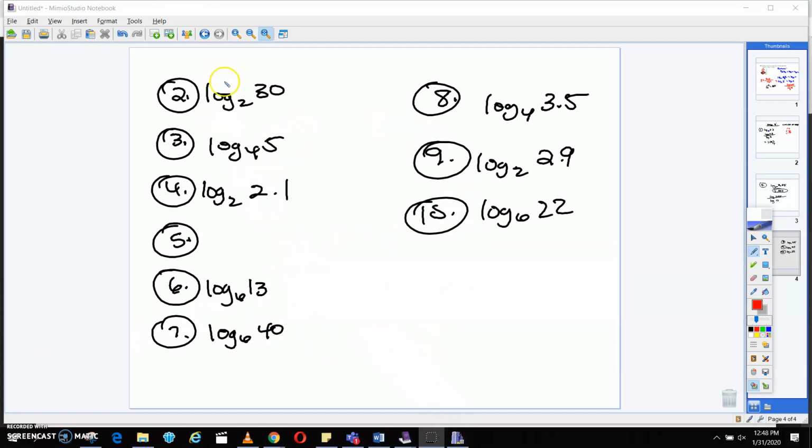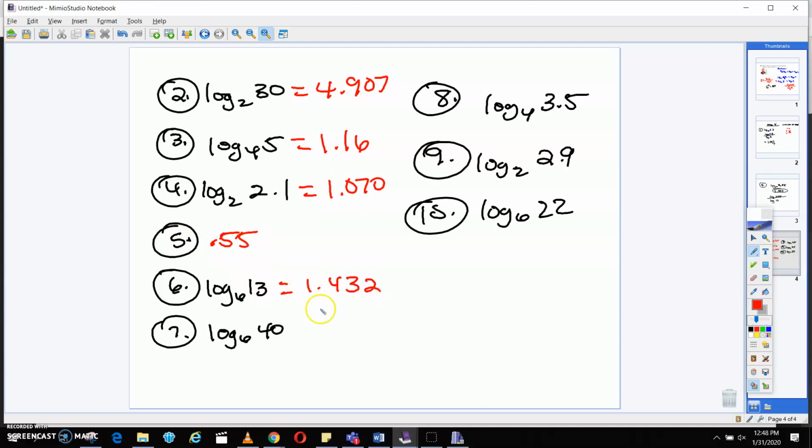So, let's check your work. On number 2, what'd you get? I got 4.907. On number 3, what'd you get? 1.16. On 4, what'd you get? 1.070. Okay. 5, you got 0.55. 6, 1.4. Okay. 7, what'd you get? 2.059. 8, what'd you get?